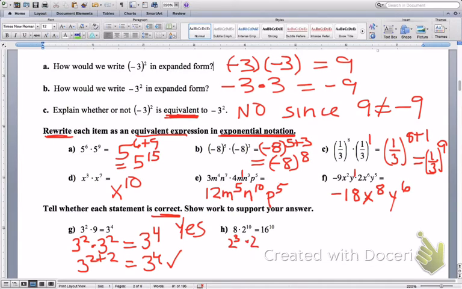Times 2 to the 10th. And if we add 3 and 10, we get 2 to the 13. How about the right side? Let's look at the right side, 16.